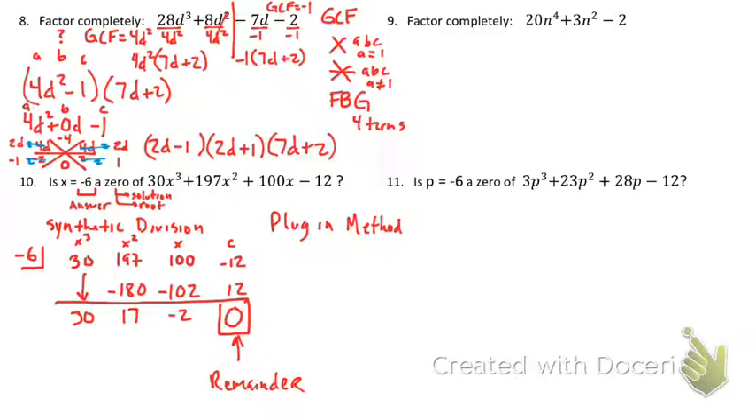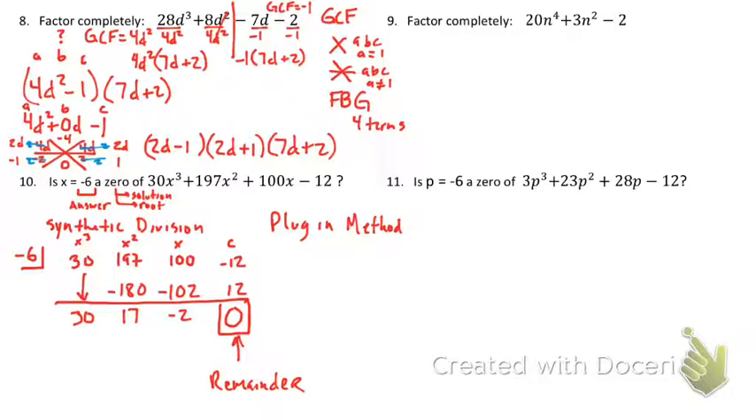So this is one way to check if this is a solution. Okay. So in this case, we would say yes, x equals negative 6 is a 0 or solution or root, however they word that. Okay. It all means the same thing. So that's synthetic division, okay? It's a little bit faster.